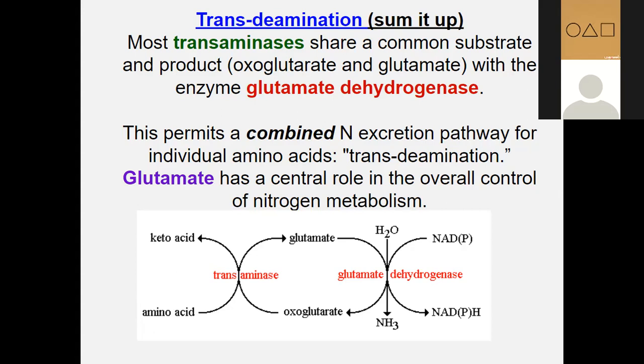Then your glutamate goes to the bloodstream, where the amine is removed through glutamate dehydrogenase. So through this process, we permit a combined nitrogen excretion pathway for the individual amino acid. So there is a common place for the amine, which is glutamate, so that our metabolic process is easier. Okay? So glutamate has a central role in the overall control of nitrogen metabolism.